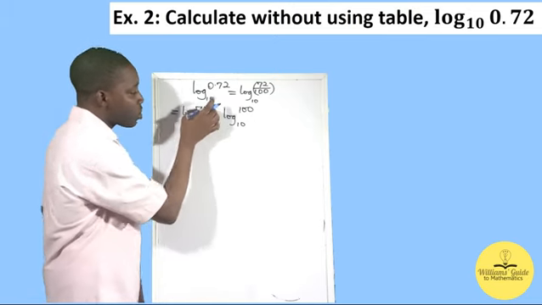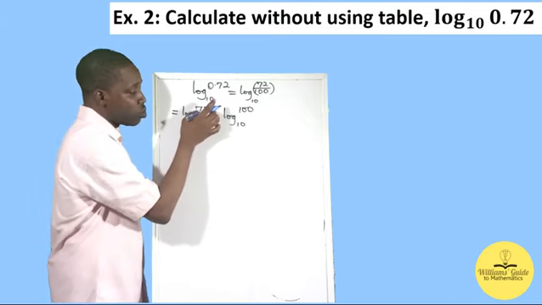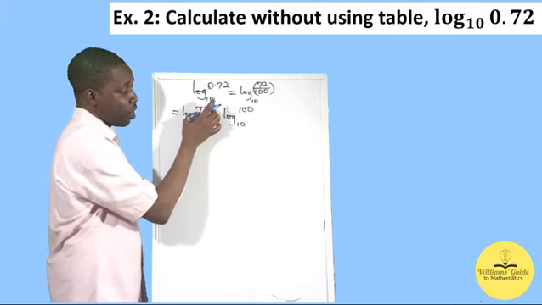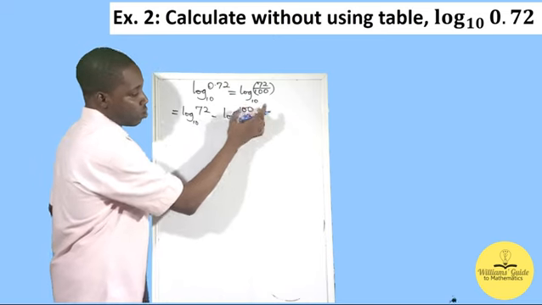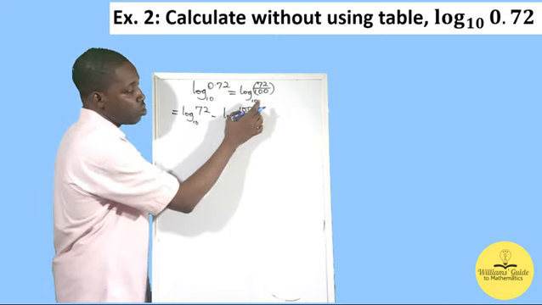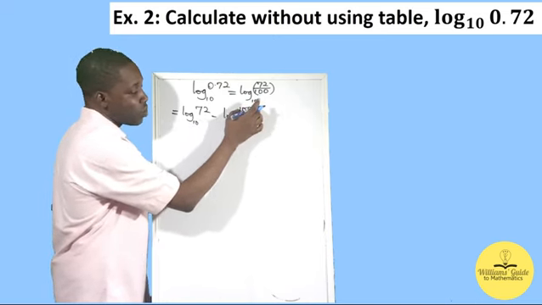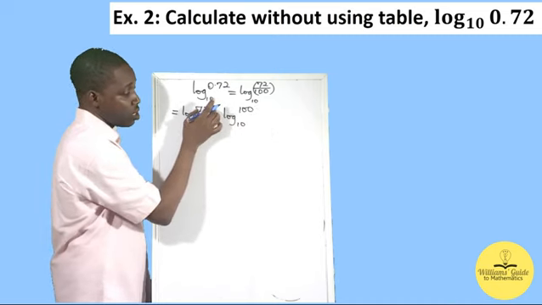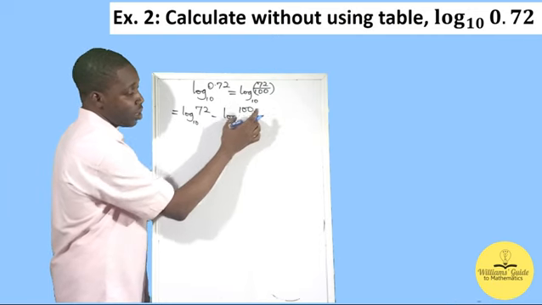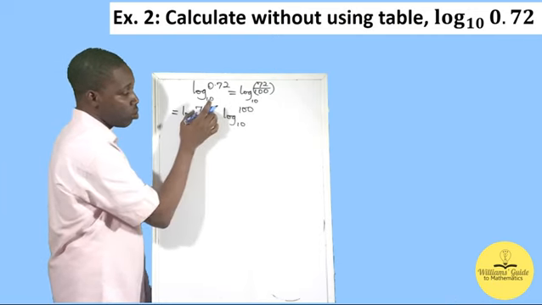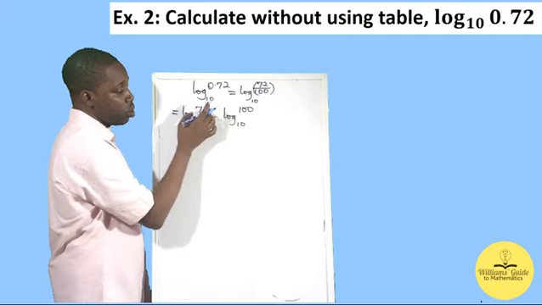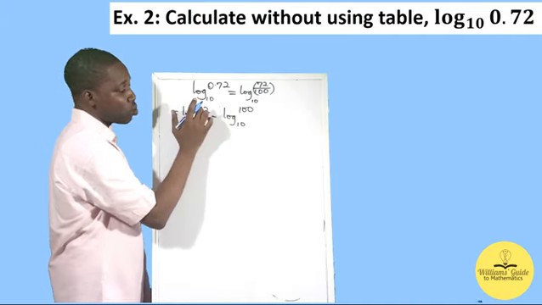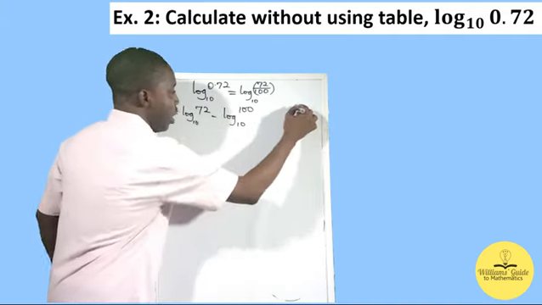Now 72, I need to express 72 using prime numbers. That's getting prime factors of 72. But I can decide not to express 100 because 100 can be expressed as a power of 10, which 72 cannot be. 100 can be expressed as a power of 10, that is 10 raised to the power 2, but I cannot express 72. So I need to get the prime factors of 72. Let me do that here.